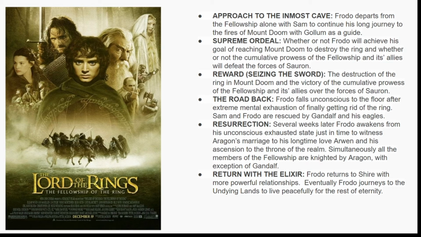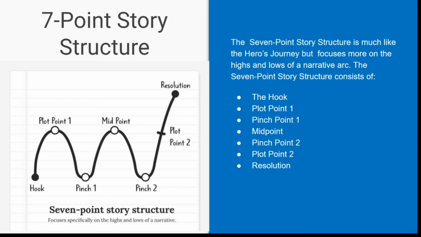extraordinary world and back. Our last example of a plot structure is a 7-point story structure. The 7-point story structure is much like the hero's journey, but focuses more on the highs and lows of a narrative arc. The 7-point story structure consists of the hook, plot point 1, pinch point 1, midpoint, pinch point 2, plot point 2, and the resolution.